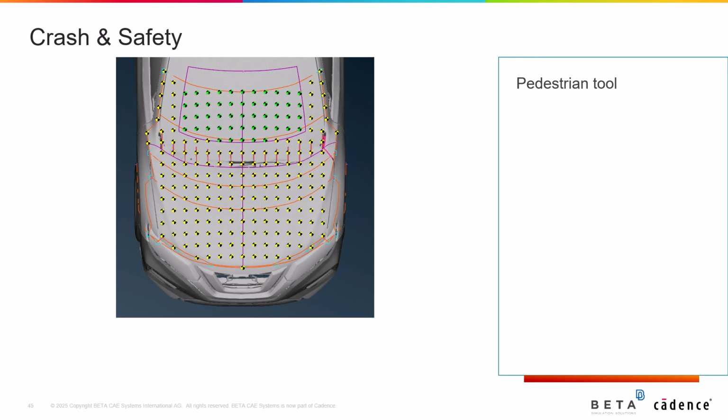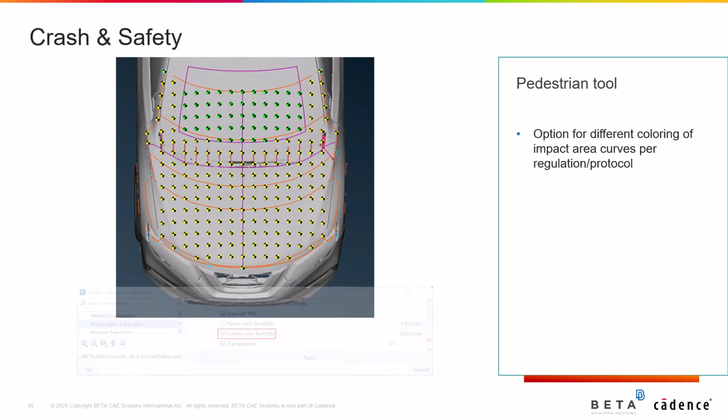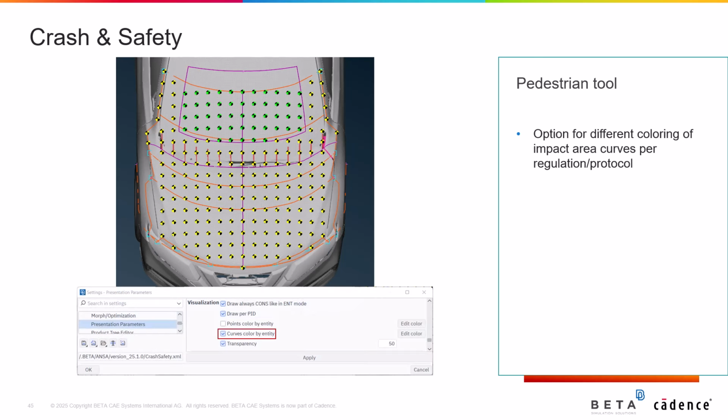Moving on to some enhancements in the pedestrian tool, the curves of the impact area are now highlighted in a color distinct from the default. To make this visible, ensure that curves color by entity is enabled in the presentation parameters. Additionally, we've improved support for the US NCAP RFC 2025 and FMVSS 208 protocols.